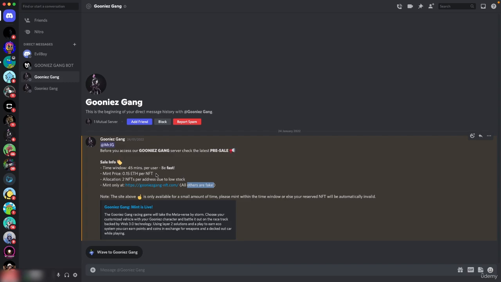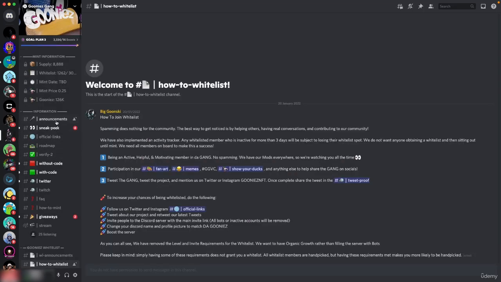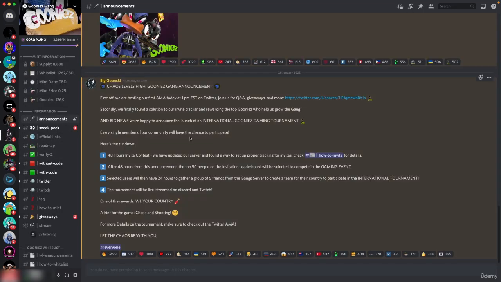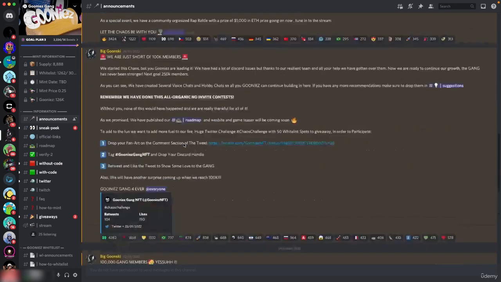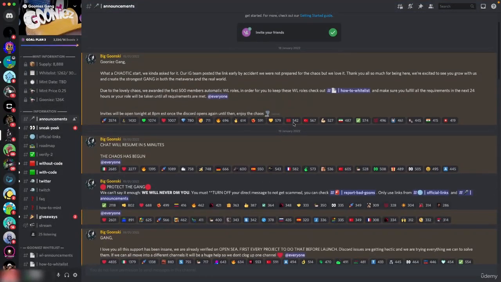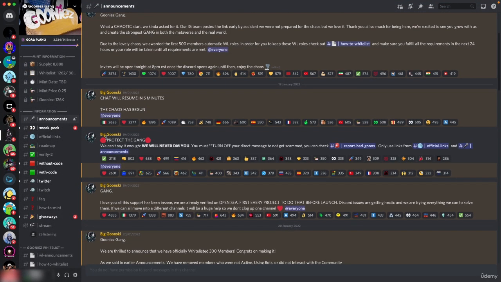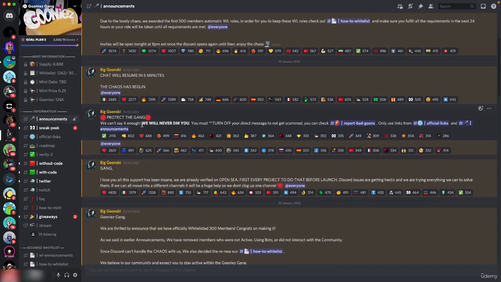Most of these servers are going to have dedicated channels telling you what to do so you don't get scammed, and most of them are going to say to you, never check your DMs, we'll never DM you. I mean, if you go into announcements, there might even be one here already. If I scroll up to the top, how to whitelist, there you go, look, Big Goonski. We can't say enough. We will never DM you. You must turn off your direct messages. Do not get scammed. Check report bad goons. Only use links from our official links and obviously the announcement channel.